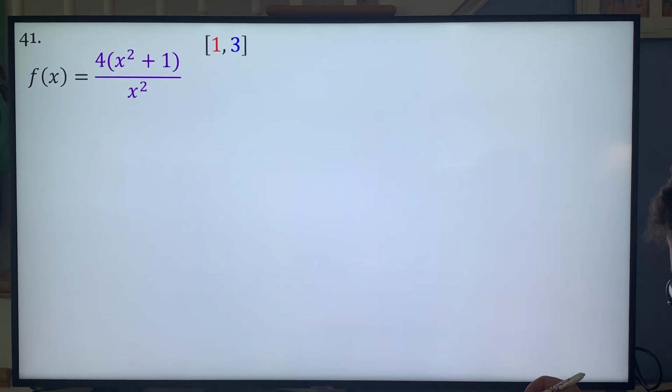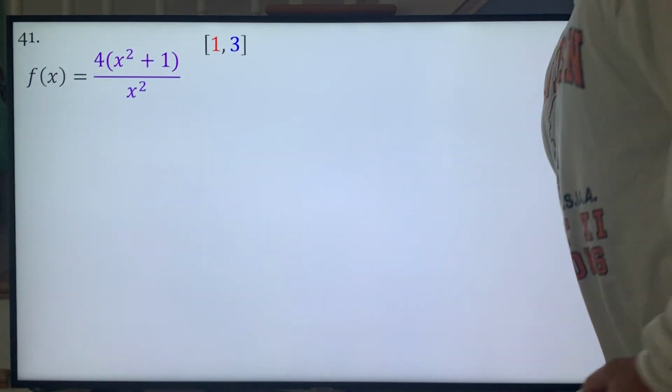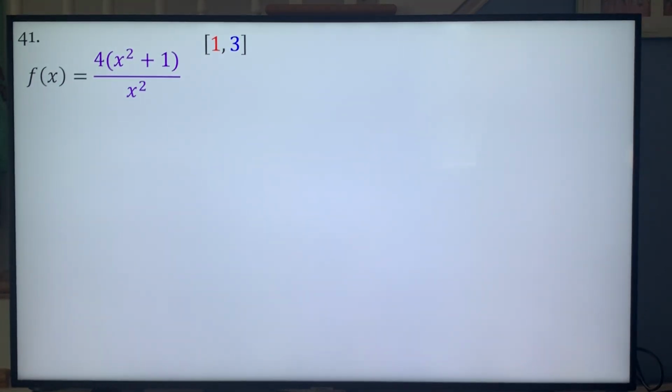Problem 41. You okay with this? All right, go. First thing you're going to do is simplify.